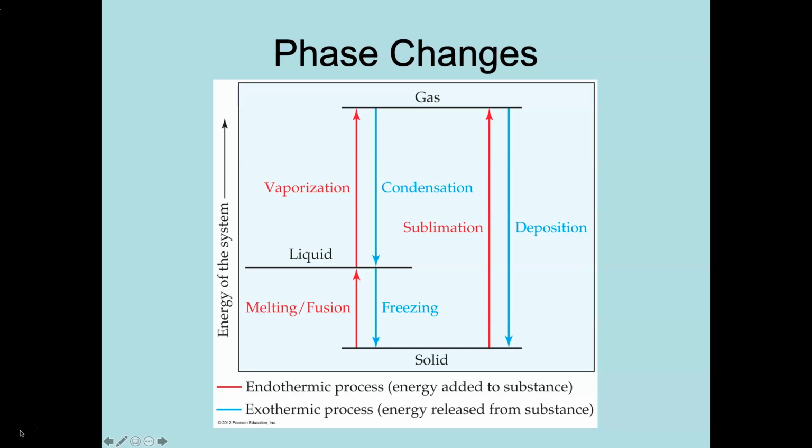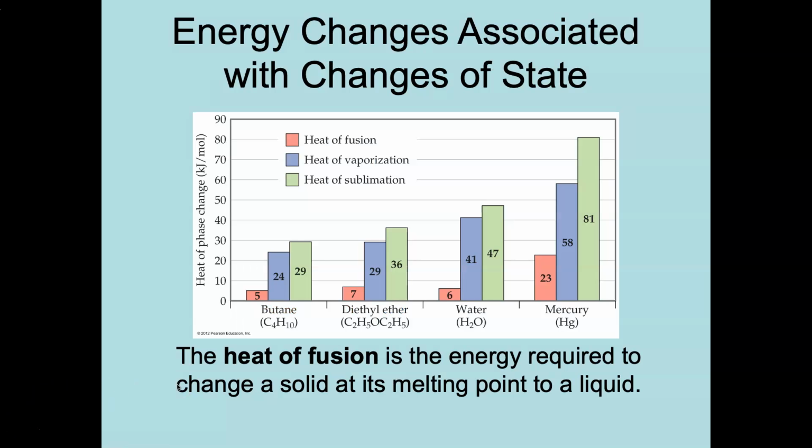So moving from solid to liquid, of course, we're going to melt. Moving from liquid to solid, we would be freezing. Moving from liquid to gas, we'd be vaporizing. Moving from gas to liquid, we'd be condensing. Moving from gas straight to solid is called deposition. And moving from solid straight to gas is called sublimation. Okay, and we are going to study these in a little bit closer detail in a second.